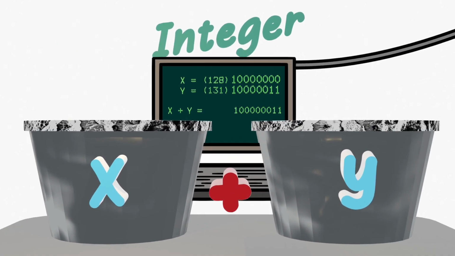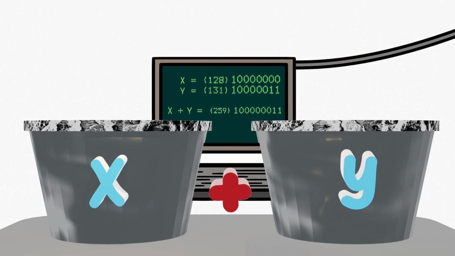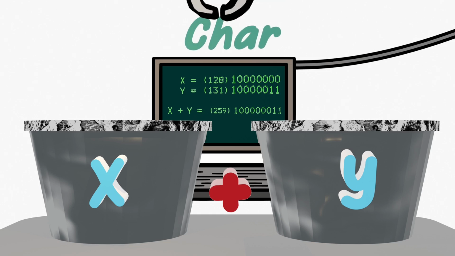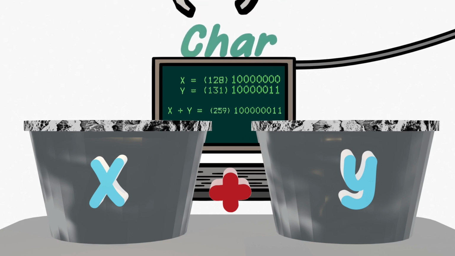But remember, zeros and ones. We see 259, they see zeros and ones. They, as in the computer. Now let's get rid of this integer and let's replace it with a char. A char is just a data type that represents like a letter, a symbol. It's something you would see on your keyboard.